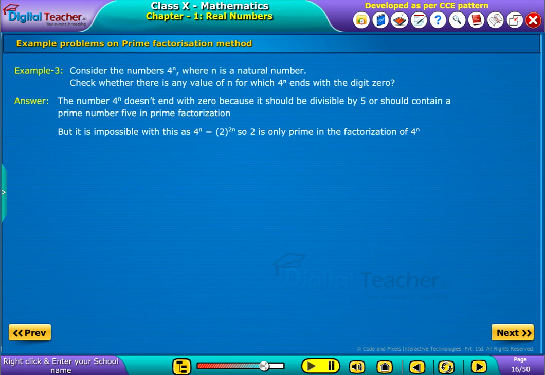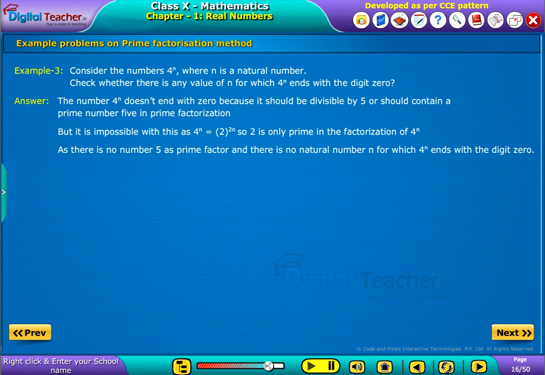But this is impossible, as 4 power n is equal to 2 to the power of 2n, so 2 is the only prime in the factorization of 4 power n. As there is no prime factor 5, there is no natural number n for which 4 power n ends with the digit 0.